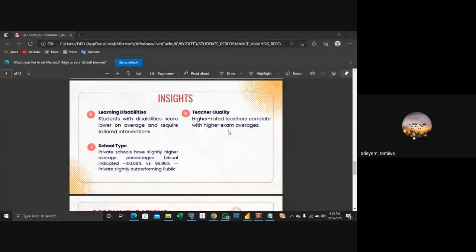So then the school type, the private school has slightly higher average percentage. Visuals indicate 100.9% versus 99.96%, private slightly outperforming public.